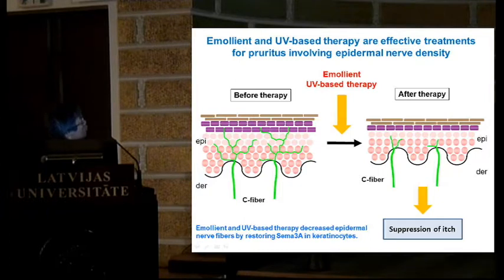Before treatment, nerve fibers penetrate into the epidermis in atopic dermatitis. After the treatment with emollient and UV-based therapy, the nerve fibers disappeared. And the reason is that emollient and UV-based therapy induce semaphorin 3A in keratinocytes.